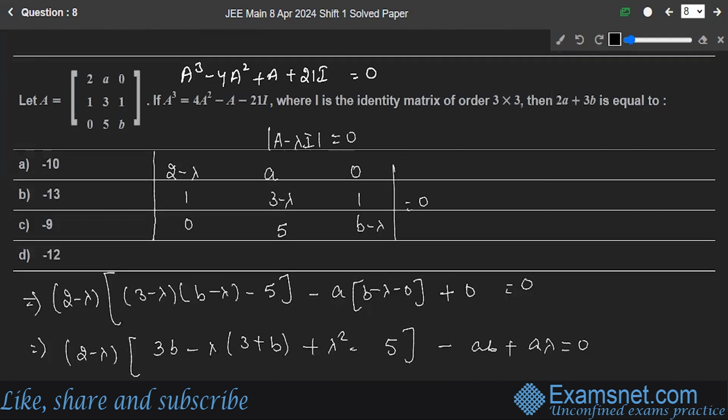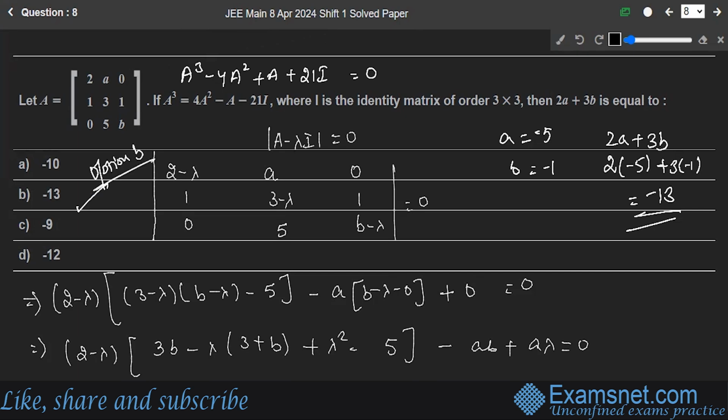So what do you have to find out? A came out to be minus 5 and b came out to be minus 1. So 2a plus 3b is equal to 2 into minus 5 plus 3 into minus 1, which is equal to minus 13. Option B is the right answer. Hope you got that. Let's move to the next question.